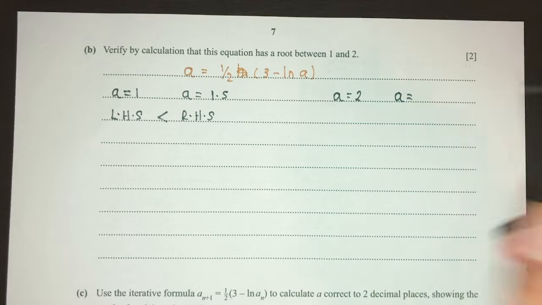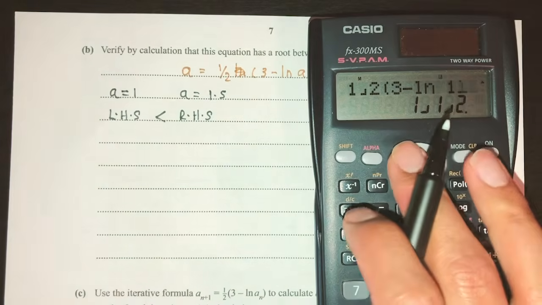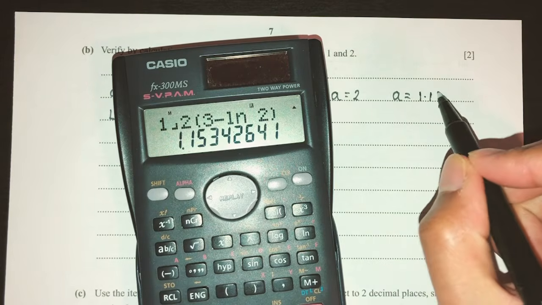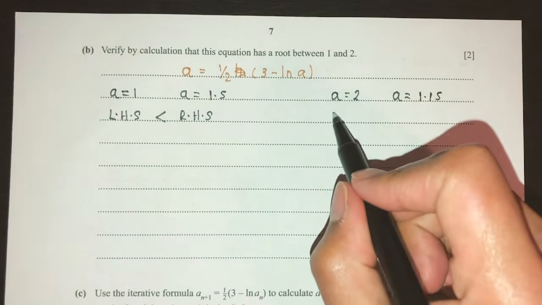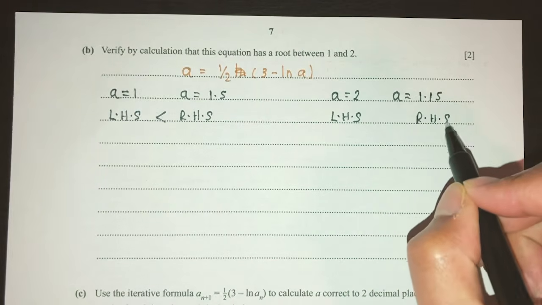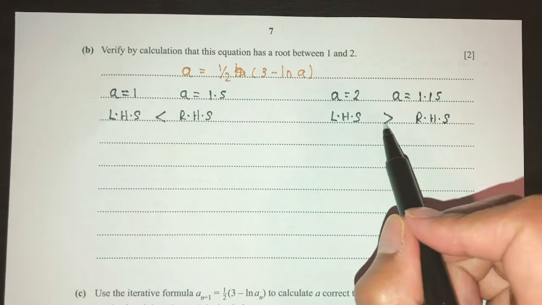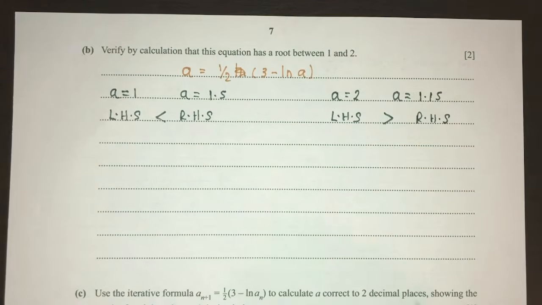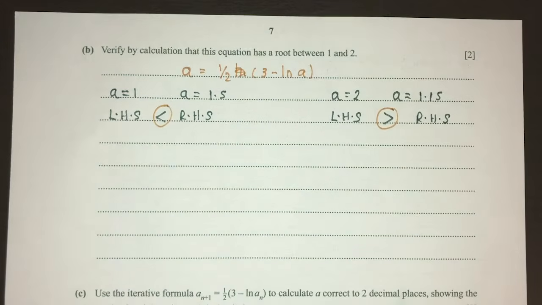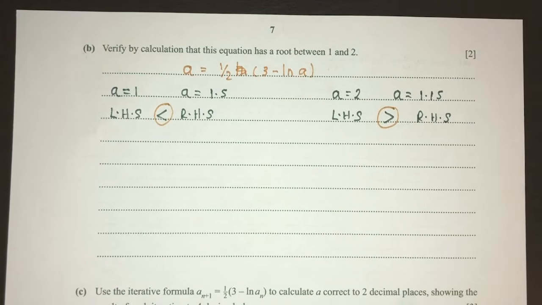Now what is this value? Replace back in the equation. You will have 1.15. So right now you have left hand side and right hand side. The value of a is more than the right hand side. As you can see, the sign has changed, and if the sign has changed, it means that the value of a will be between 1 and 2.